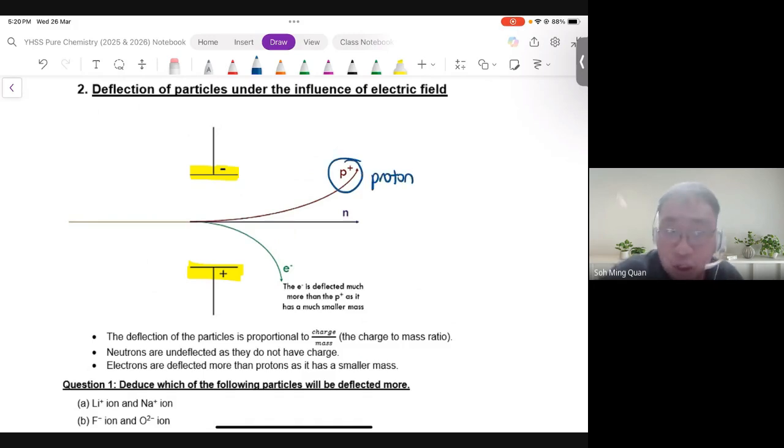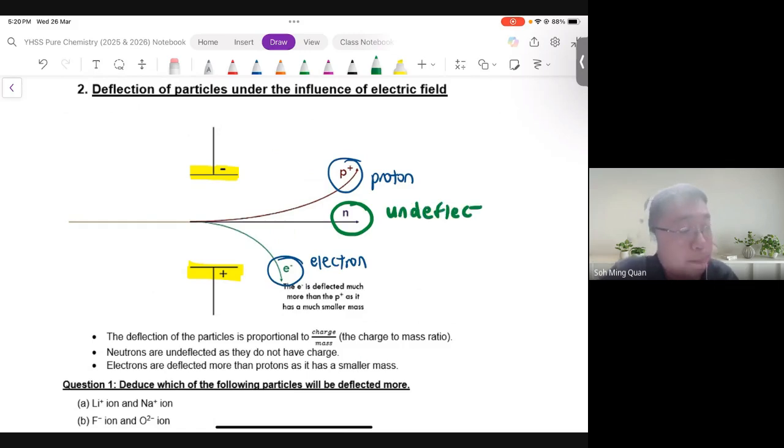Protons are positively charged, so naturally they are attracted to the negative plate. On the other hand, electrons are negatively charged and therefore they are deflected or attracted towards the positive plate. You notice that neutrons are undeflected. They do not bend, they do not curve towards any plate, and that makes sense because they don't have charge.